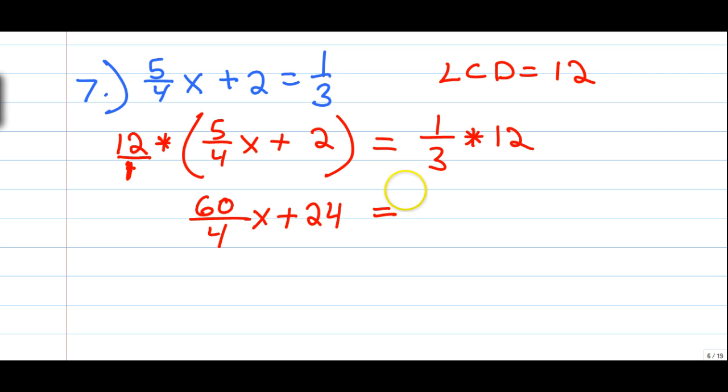On the other side, we would have a 12 times a 1. Again, just think of putting that 12 over a 1, so 12 times 1 to create 12, 3 times 1 to create 3. Now let's simplify these fractions. 4 goes into 60 15 times, so this creates the problem 15x plus 24 equals 12 divided by 3 is 4. Now we've created a problem where we've cleared the fractions, and we're ready to continue and solve for x.